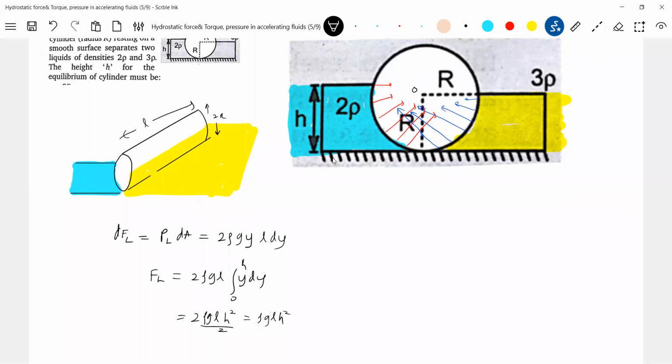Similarly, come to the force on the right-hand side of the liquid. So this is dFr. What is the density of the liquid? 3 rho. So pressure PR into dA is 3 rho g y into L dy. 3 rho g L y dy. So what should be the limit? 0 to r.